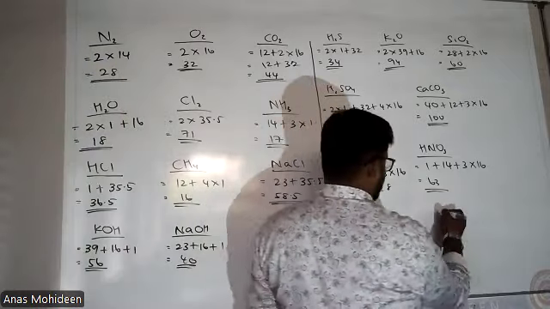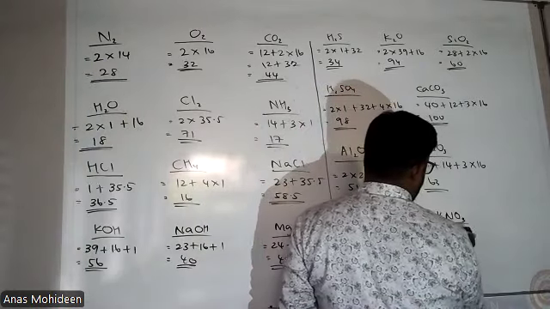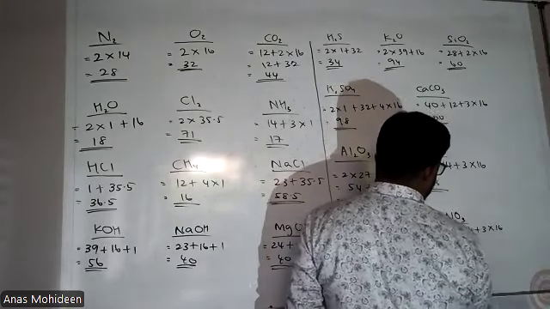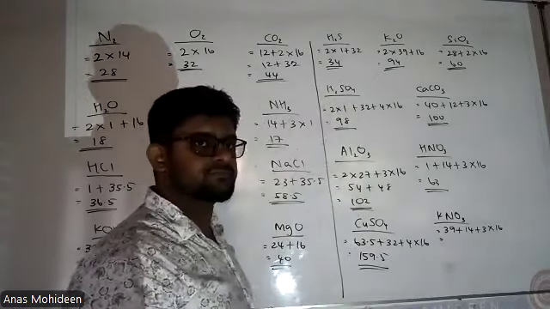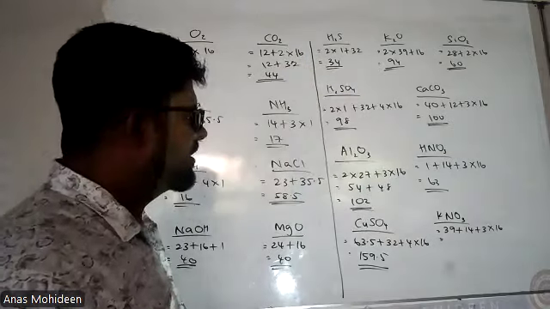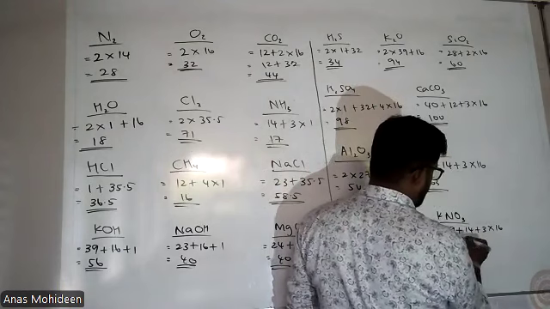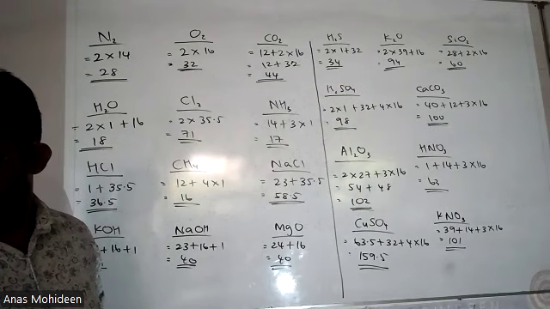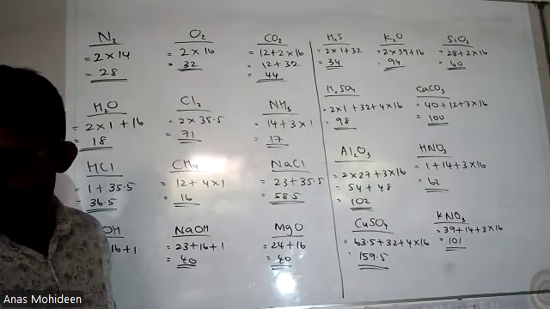KNO3. Potassium 39, nitrogen 14, oxygen 3 into 16. How much? 48, 62, 101. Yes, 101. Calcium hydroxide I did. Okay.